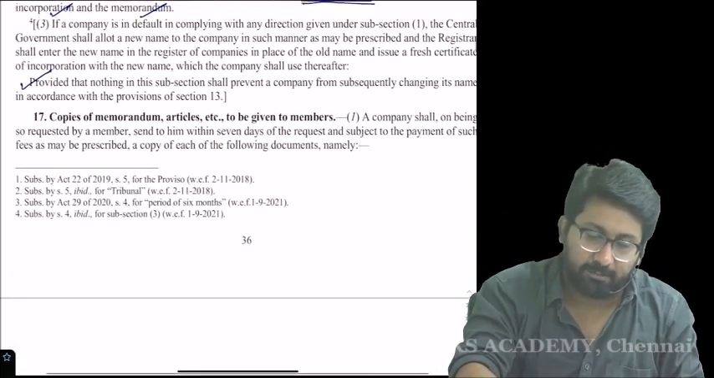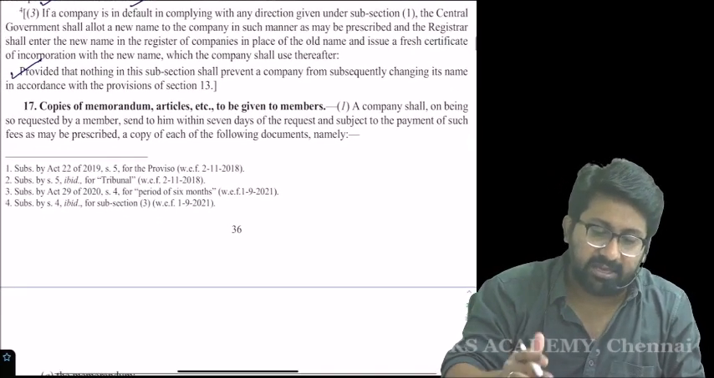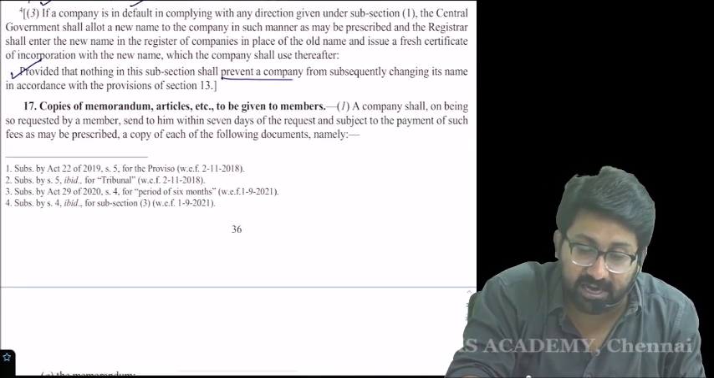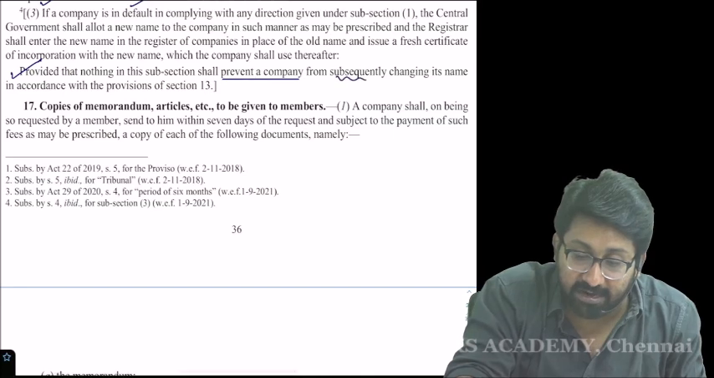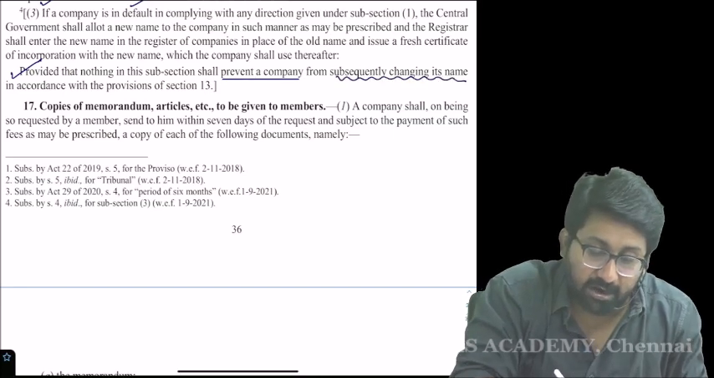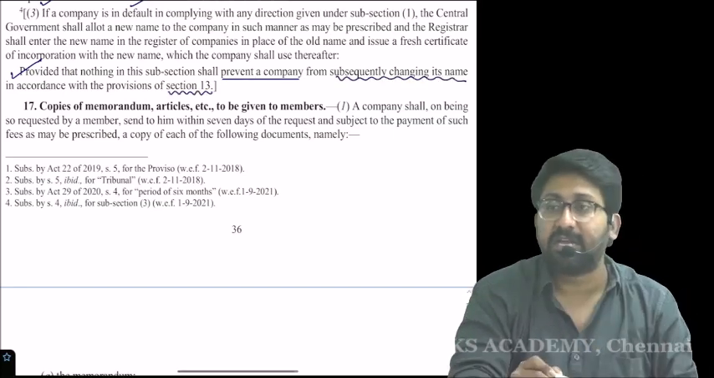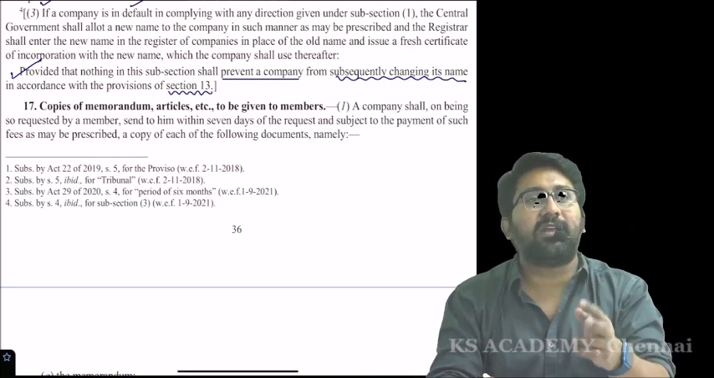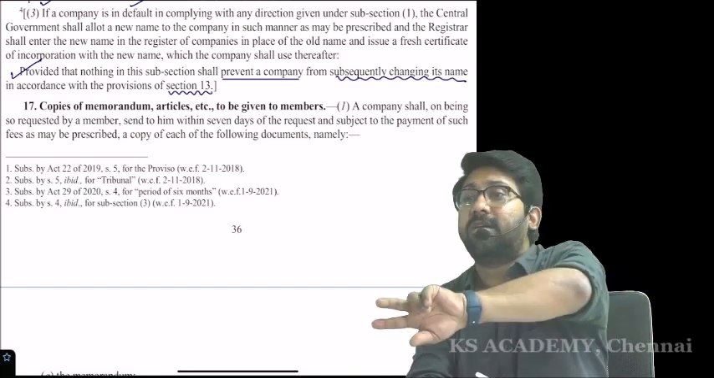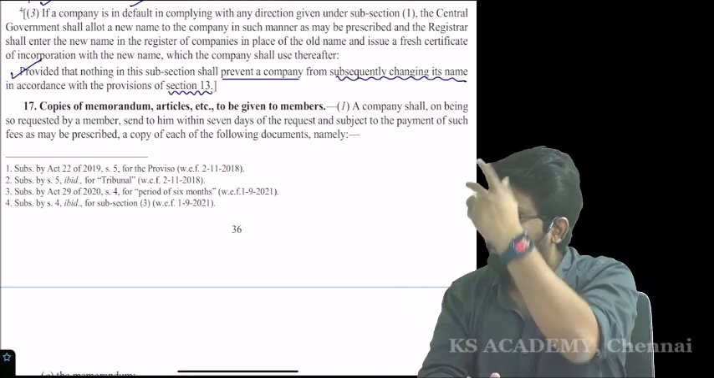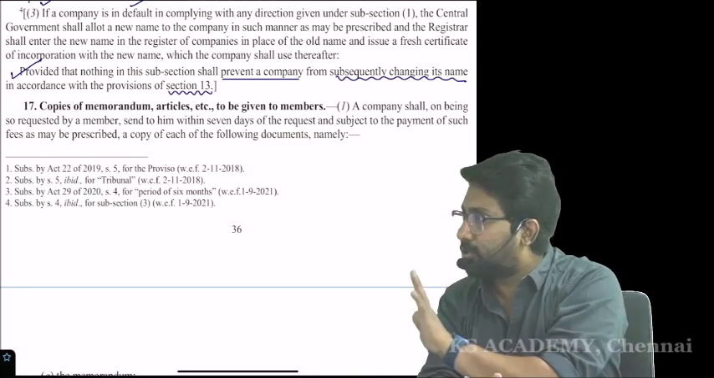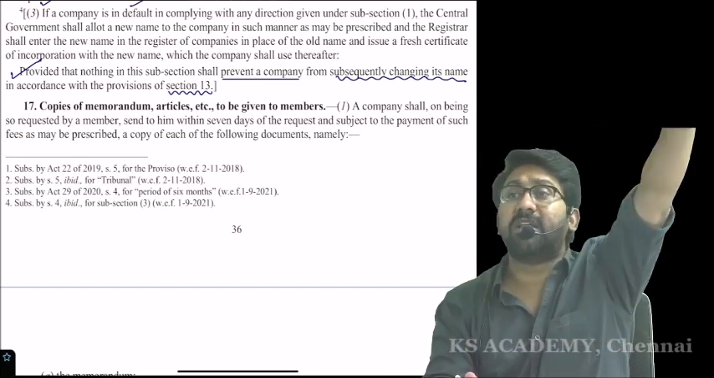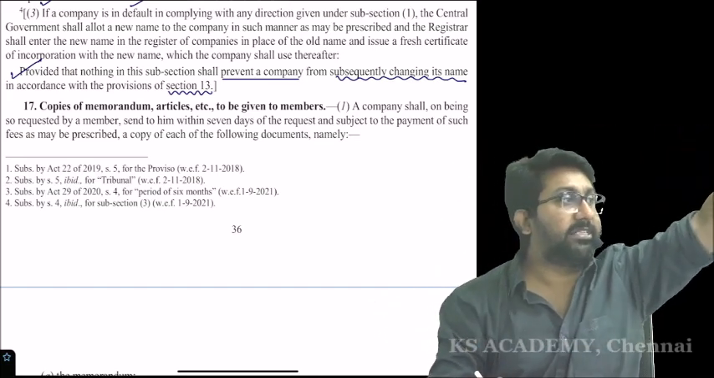Provided that nothing in this subsection shall prevent a company from subsequently changing its name in accordance with the provisions of section number 13. When we come to 13, I will explain the remaining part. That means the central government voluntarily changed a name. Can I rechange it? Yes, you can change. By following the provisions, you can change the name. Understood the concept, everyone in the class? Answer, everyone. Yes, sir. Mistake is with whom?